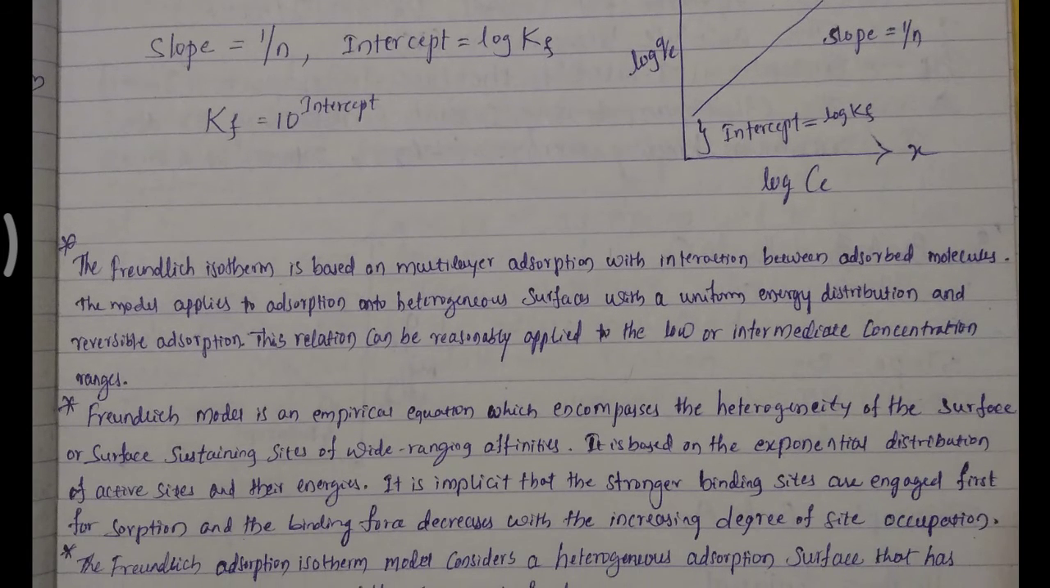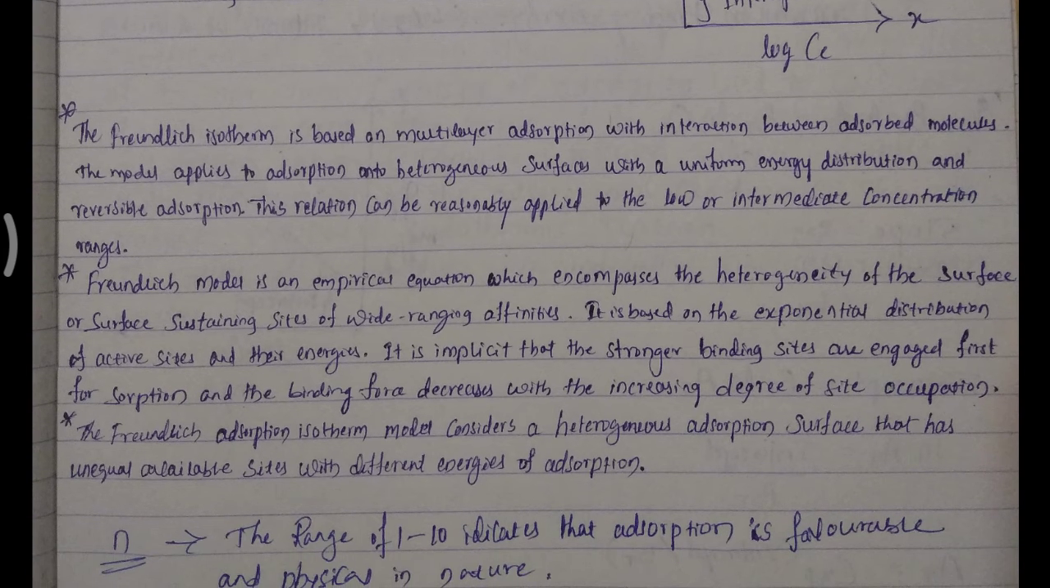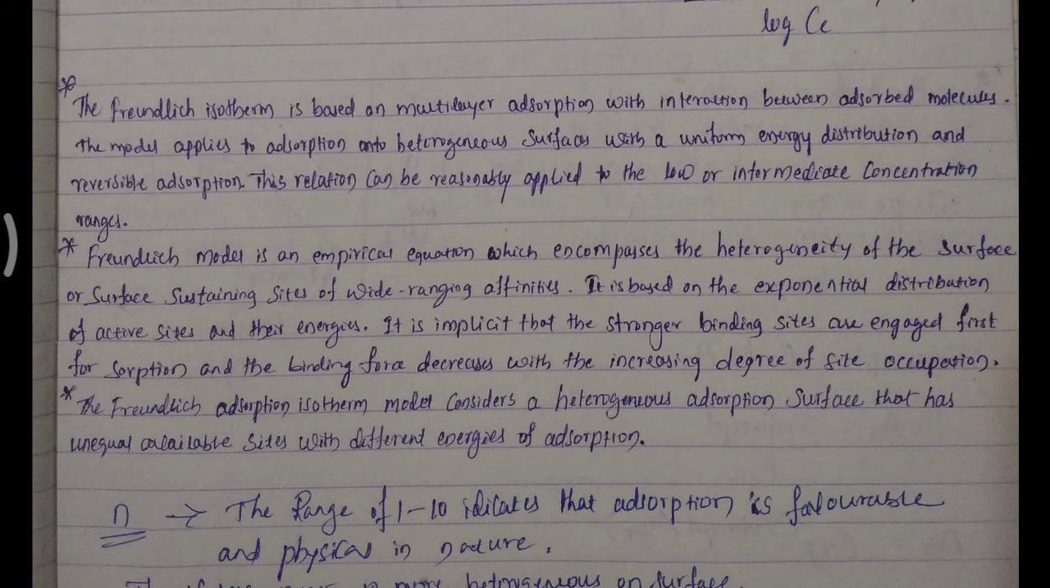The Freundlich isotherm is based on multi-layer adsorption with interaction between adsorbed molecules. The model applies to adsorption onto heterogeneous surfaces with a non-uniform energy distribution and reversible adsorption. This relation can be reasonably applied to the low or intermediate concentration ranges.